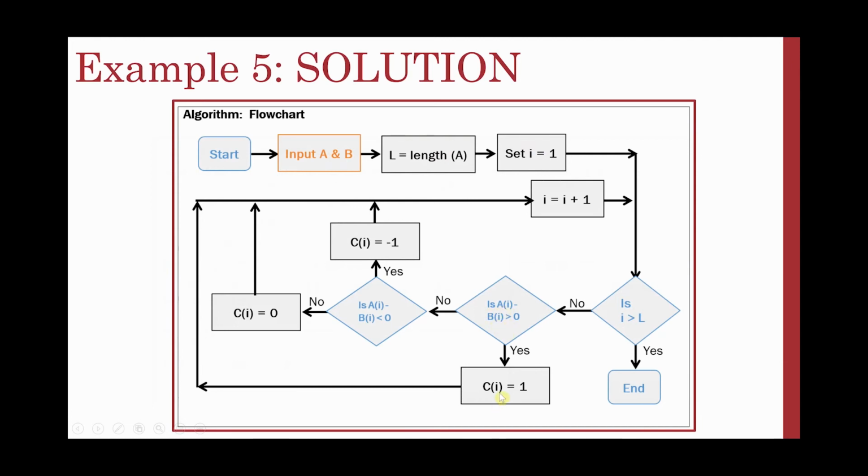If it was yes, we'd say C of 1 is 1, and we would go through to add 1 to the counter. If it was not, we would then ask our second piece of logic. Based on the result, we would get our -1 or our 0, and we would go back and keep going through this loop as many times as needed until I was greater than L, so until we have performed this calculation on every element in our vector.